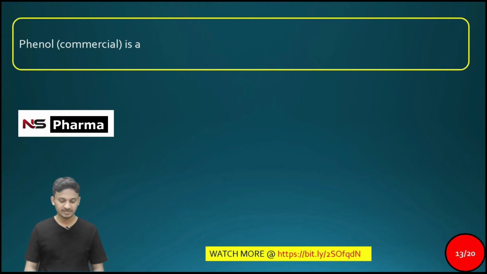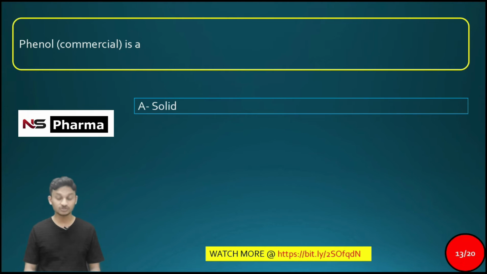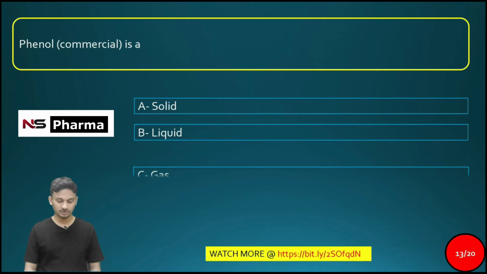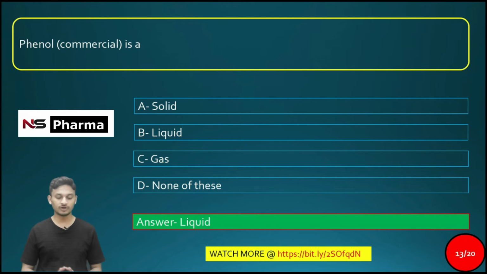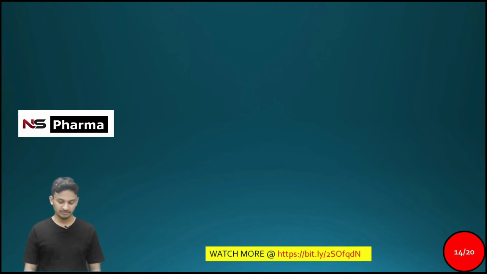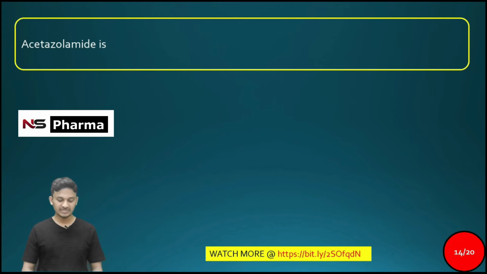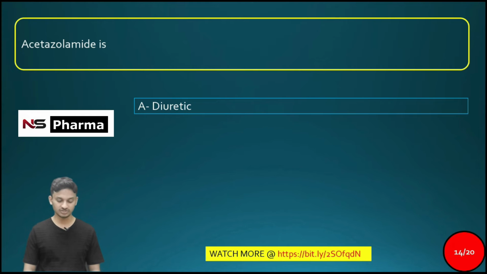Question number 13. Commercial phenol is a: option A, solid; option B, liquid; option C, gas; and the last option, none of these. Anyway, there is no chance for none of these. So commercial phenol is, the correct answer is option B, liquid. Phenol is a liquid. Question number 14, acetazolamide. It's a pharmacology question.